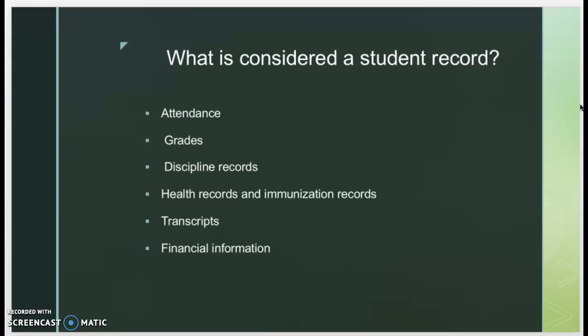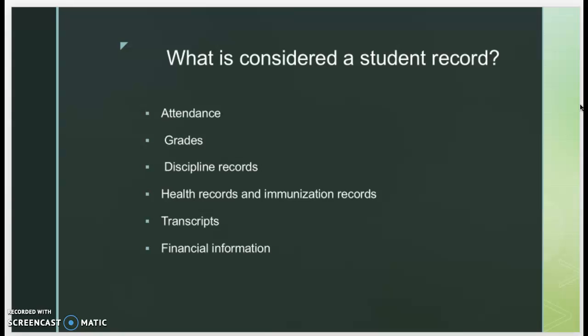Health records, any kind of illnesses, sicknesses, immunization records, shot records, and this really came into play with COVID this year, with school systems not being allowed to disclose which students were COVID positive and which students had been exposed. This came back to the health records and how that was a violation of student record.